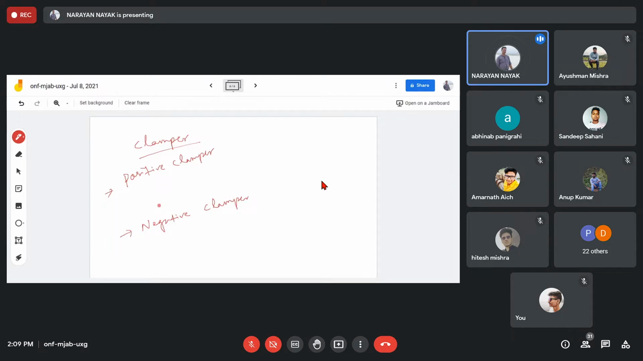Okay. So in the positive clamper, what will happen to the input signal you apply? Let us say you apply a sinusoidal signal. This is your input signal.